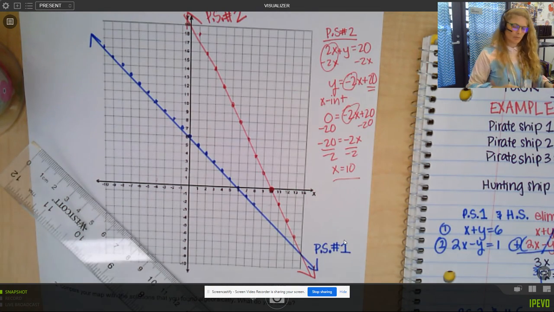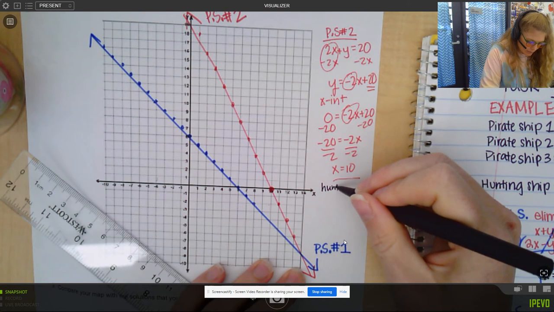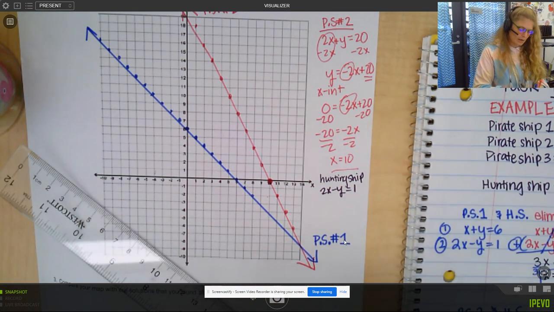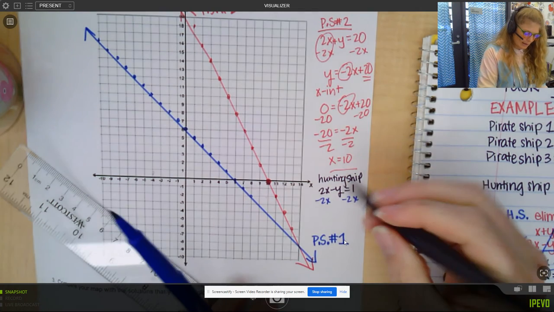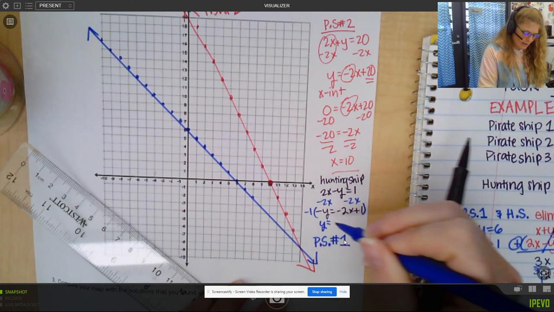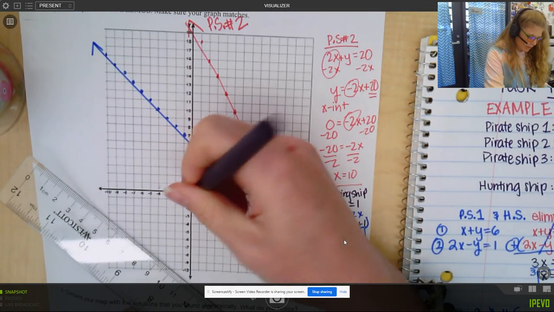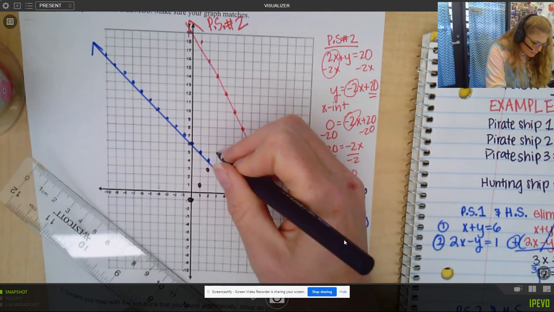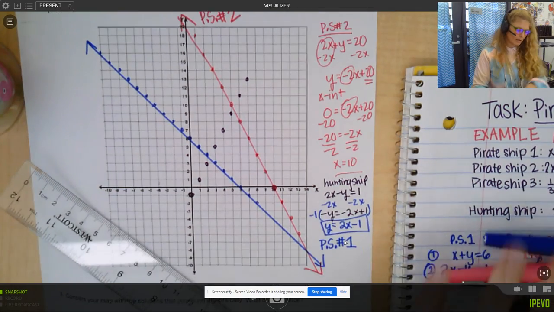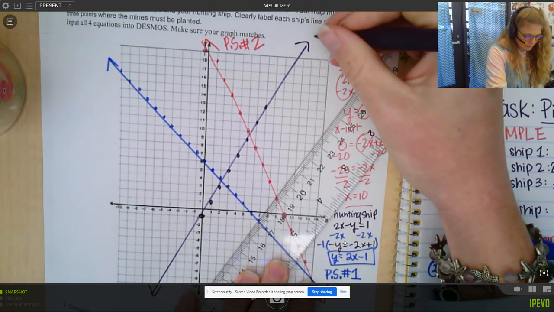Then, of course, I would do the same thing with pirate ship number 3 and my hunting ship. So if I went to graph my hunting ship, for me, not for you though, remember my equation is 2x minus y equals 1. From here, I would subtract 2x from both sides, and I'd have negative y equals negative 2x plus 1. So I would multiply or divide everything by negative 1, and I get y equals positive 2x minus 1 for my hunting ship. And I would go ahead and graph that. So here is negative 1, my y-intercept. I'd go up 2, right 1, up 2, right 1, up 2, right 1. And I would use my ruler to graph that line and label it hunting ship.